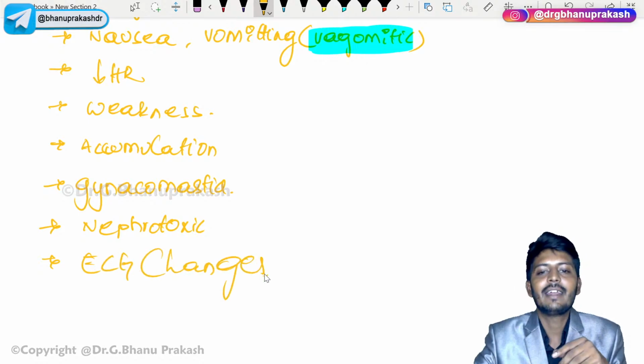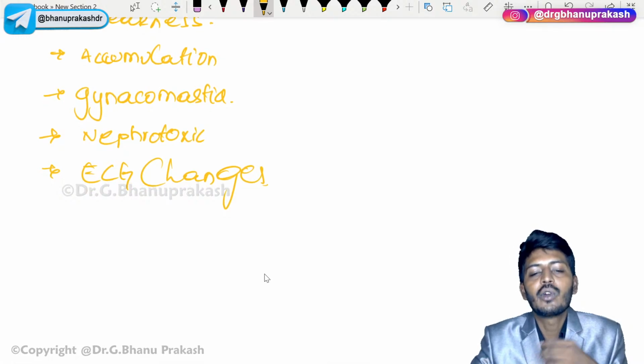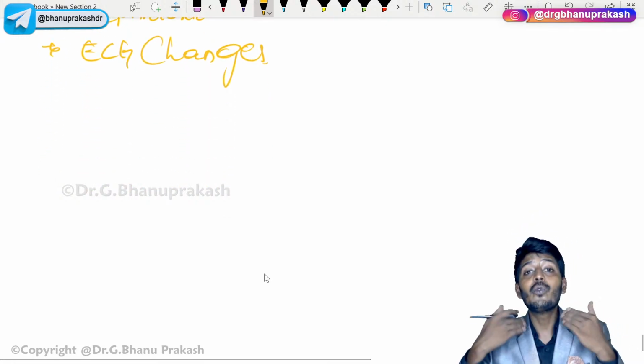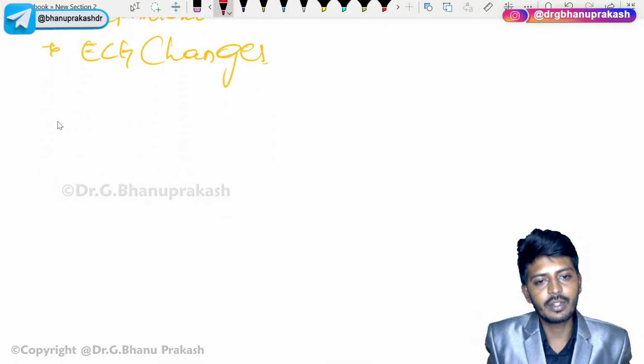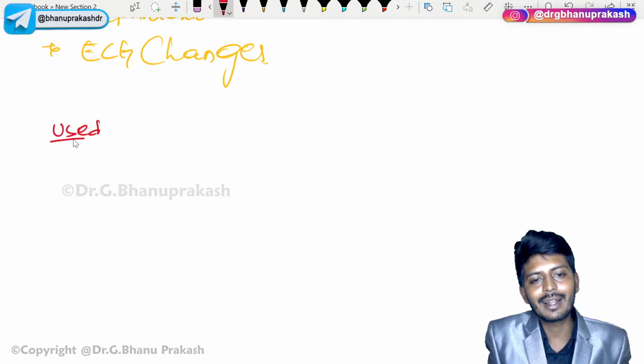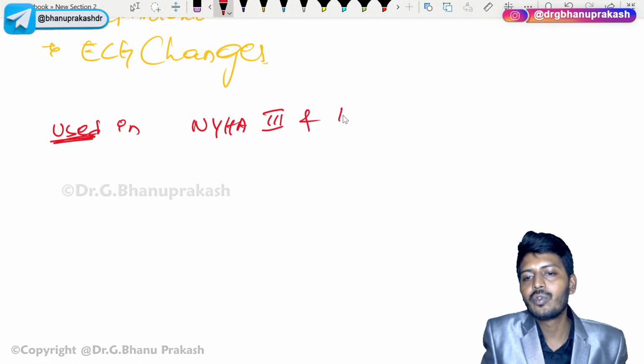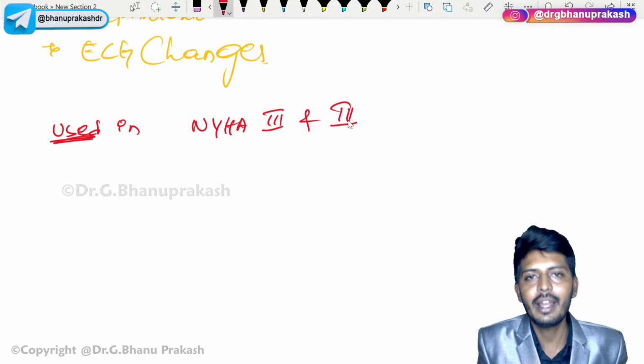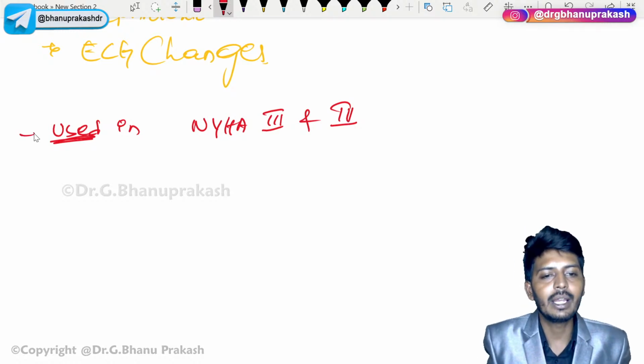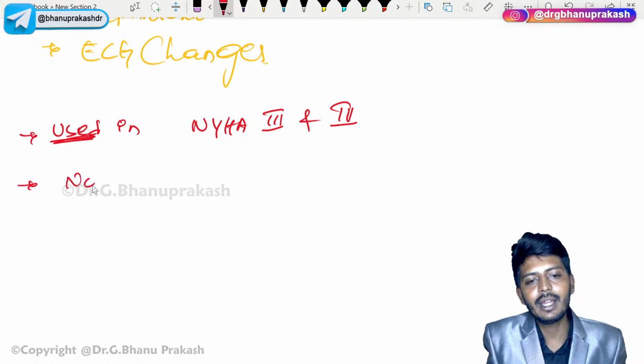So these are the side effects caused by the digoxin. Digoxin is not clinically widely used. When do we give it? Digoxin is usually considered in one condition: New York Heart Association class 3 and class 4 patients. But most importantly, it has a narrow therapeutic index.